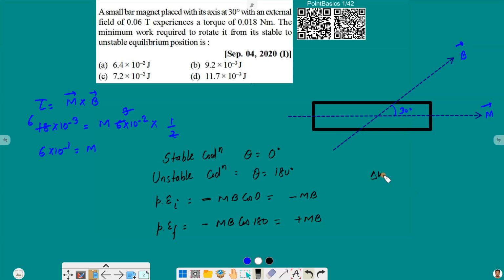So work done, we know, is the change in energy, or final minus initial, so MB minus of minus MB. So this will give us 2 MB. The value of M is 6 into 10 raised to power minus 1, and the value of B is 6 into 10 raised to power minus 2. So 36 into 2 is 72 into 10 raised to power minus 3, or 7.2 into 10 raised to power minus 2. That is option C for us. Now let's move to the next one.